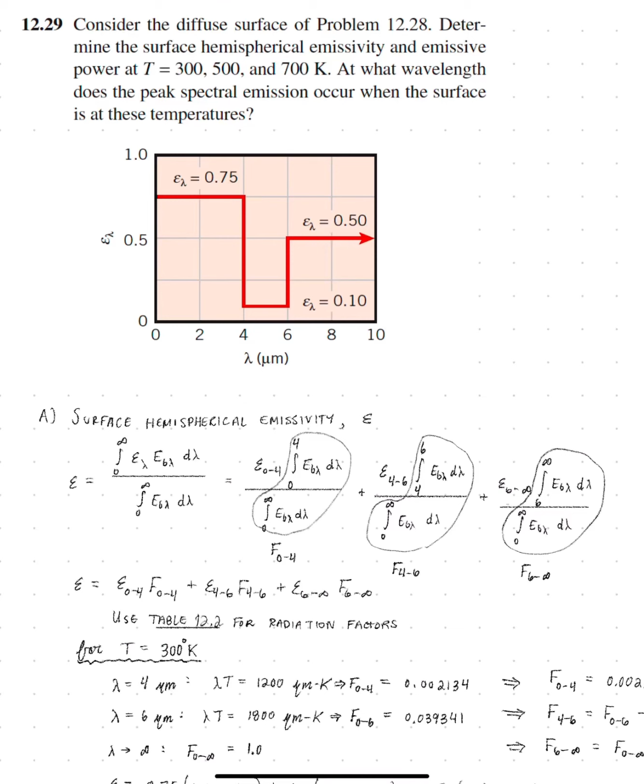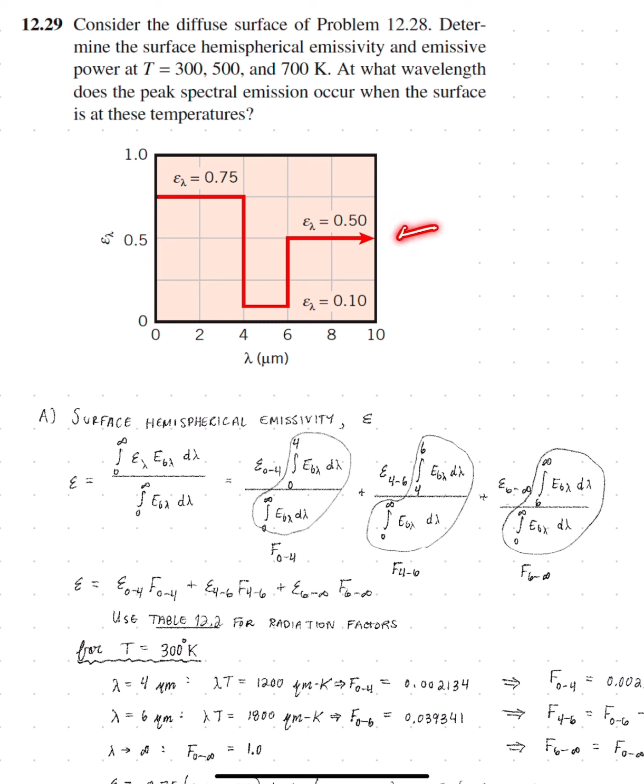My name is Evan Olson, and I'll be solving problem 29 of chapter 12 of the Fundamentals of Heat and Mass Transfer, 8th edition. The problem statement says to consider the diffuse surface in problem 12.28. Determine the surface hemispherical emissivity and emissive power at 300, 500, and 700 Kelvin. And at what wavelength does the peak spectral emission occur when the surface is at these temperatures?